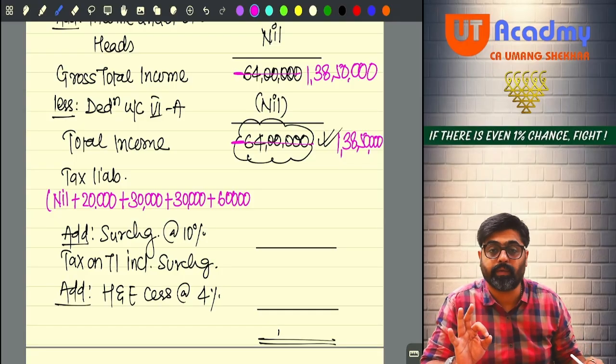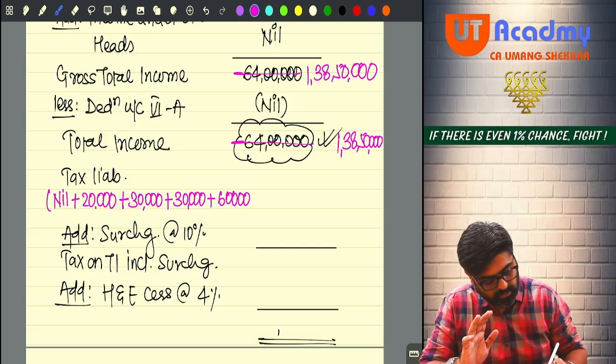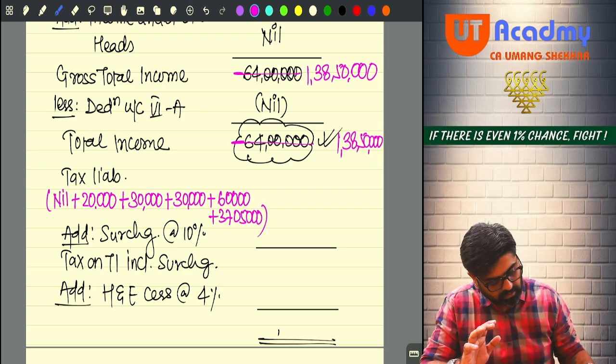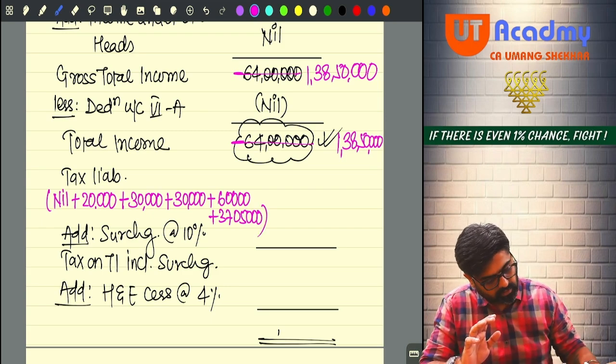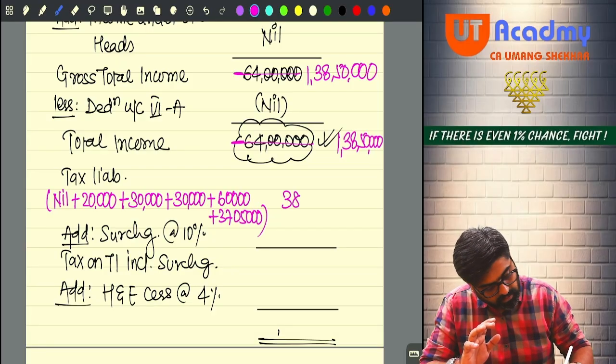Now how much is the total income over and above 15 lakhs? It is 1 crore 23 lakh 50,000. On that you will apply 30%. So this will be 37 lakh 5,000. Now add 37 lakh 5,000, 60,000, 30,000, again 30,000, again 20,000. You are going to get 38 lakh 45,000.